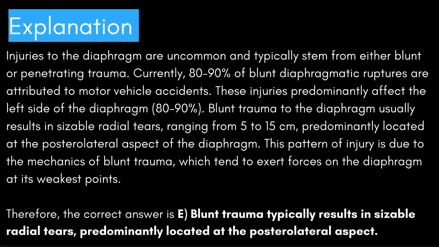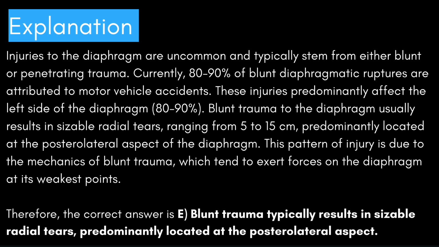Injuries to the diaphragm are uncommon and typically stem from either blunt or penetrating trauma. Currently, 80 to 90% of blunt diaphragmatic ruptures are attributed to motor vehicle accidents. These injuries predominantly affect the left side of the diaphragm, 80 to 90%. Blunt trauma to the diaphragm usually results in sizable radial tears, ranging from 5 to 15 centimeters, predominantly located at the posterolateral aspect of the diaphragm.